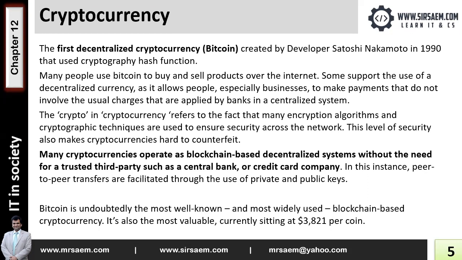It's decentralized. Bitcoin tends to be one of the most famous ones, which was developed by Satoshi Nakamoto in 1990. He was Japanese. It works through the blockchain method, and blockchain basically means different blocks that are connected to each other.